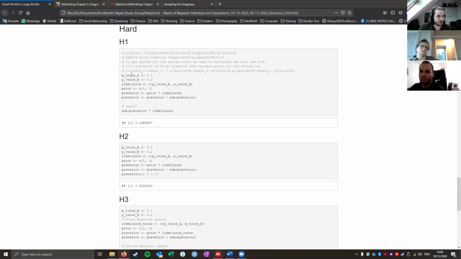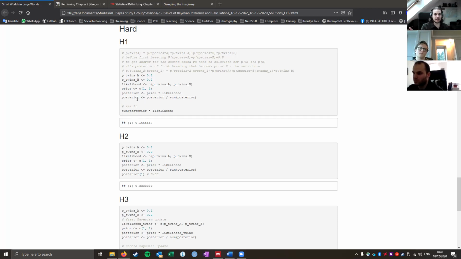So the probability for twins in species A is 0.1. The probability for twins in species B is 0.2. We put these in our likelihood vector. We put our prior on it because we really don't know what's more likely here. And then we calculate the posterior as prior times likelihood and do the sum of this. So for this, we now have our posterior, which is 2 values.